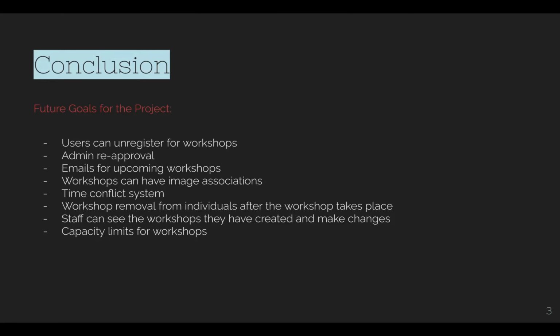Right now, when you view your workshops, you see all the workshops, not just the ones that are in the future that are going to happen. In addition, we'd also like it so the staff can see the workshops they have created and then make changes to the workshops. So basically giving staff and not just admin the ability to edit and see what's going on. And then also add a capacity limit for workshops so people could limit the amount of participants in a workshop.